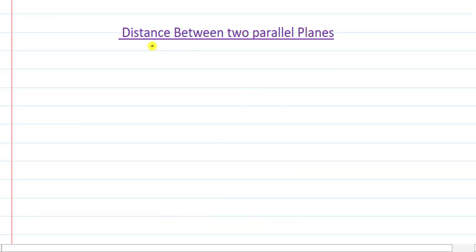Now let me discuss how to find out distance between two parallel planes. As you know that when planes are parallel, then their direction ratios will be in proportion.